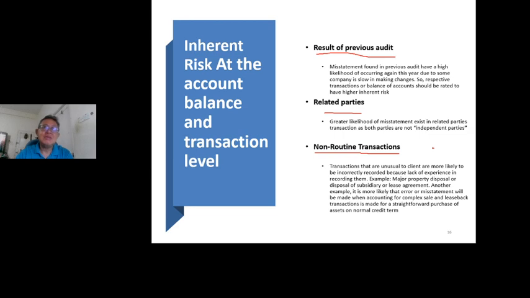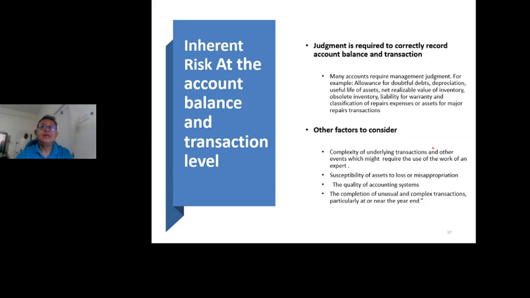Why? Because sometimes we might wrongly treat the renovation as repair and maintenance. So this could be a possible reason why inherent risk could be at a higher level. All right, now how about inherent risk at account balance?